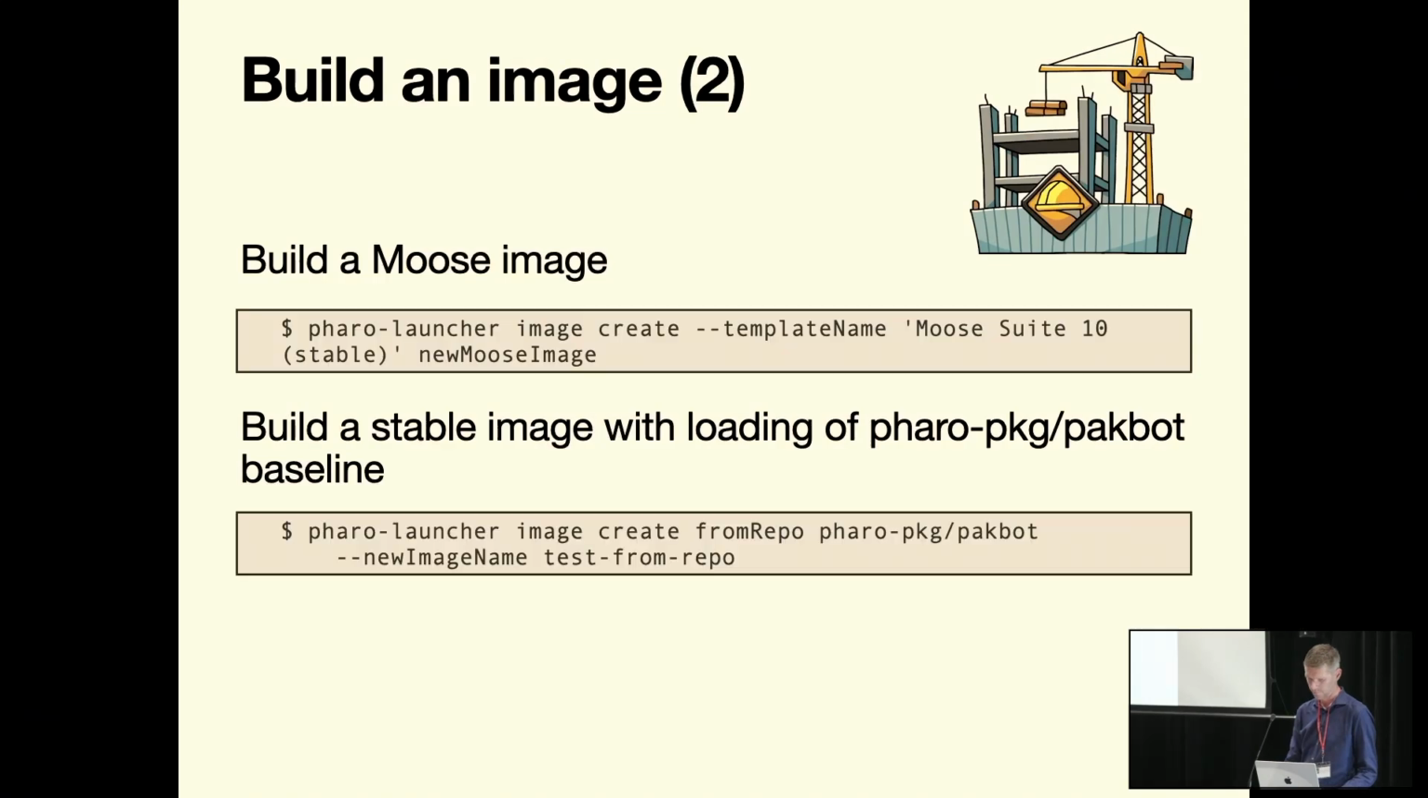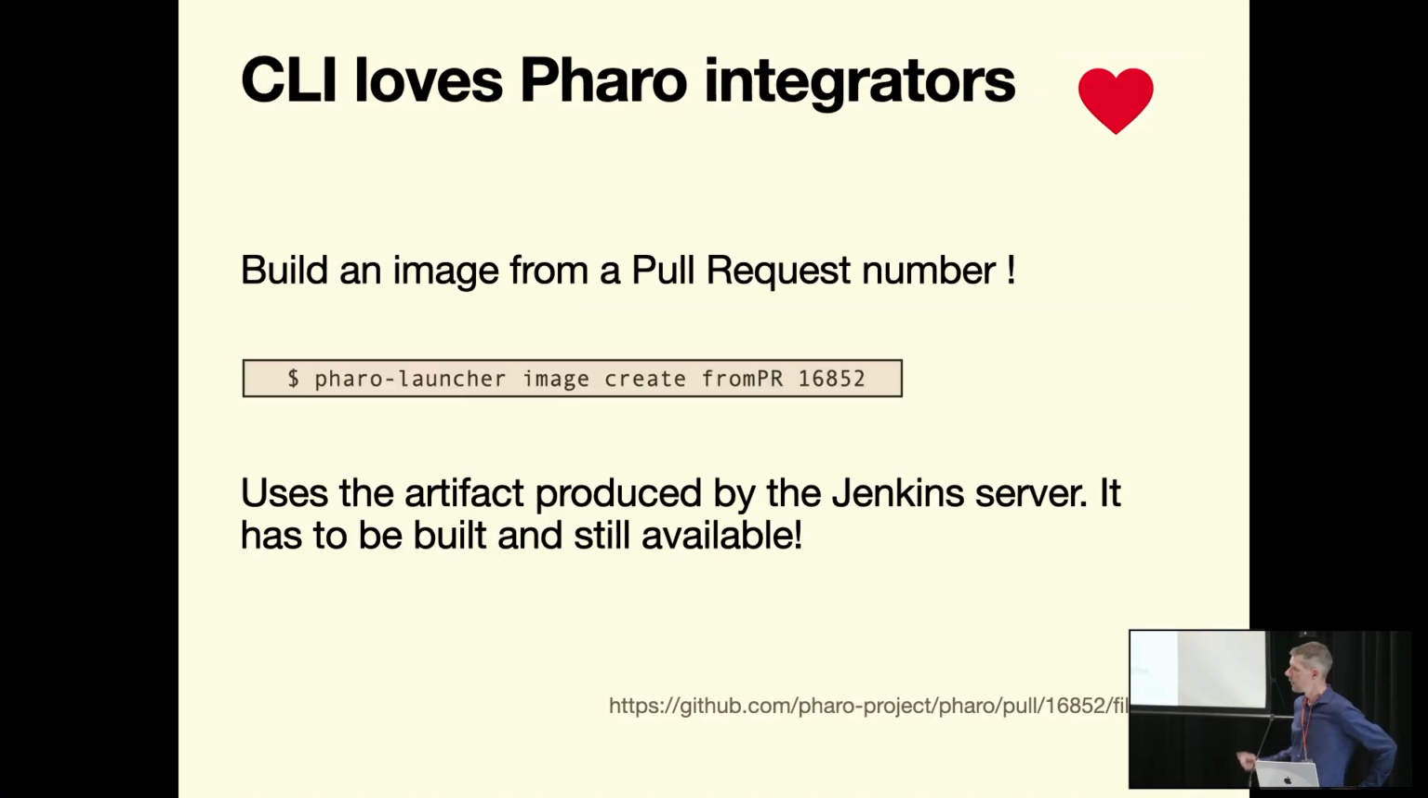What else? This one is very cool. If you want to review a pull request, you can just create an image. You give the argument from Pierre and the pull request number from GitHub, and you will have automatically the code of a project. Just a warning, it used the artifact produced by the Jenkins server, so after some time it could not be available anymore. In this case, the command will fail, but if the artifact is there, you can build with the artifact from the pull request.